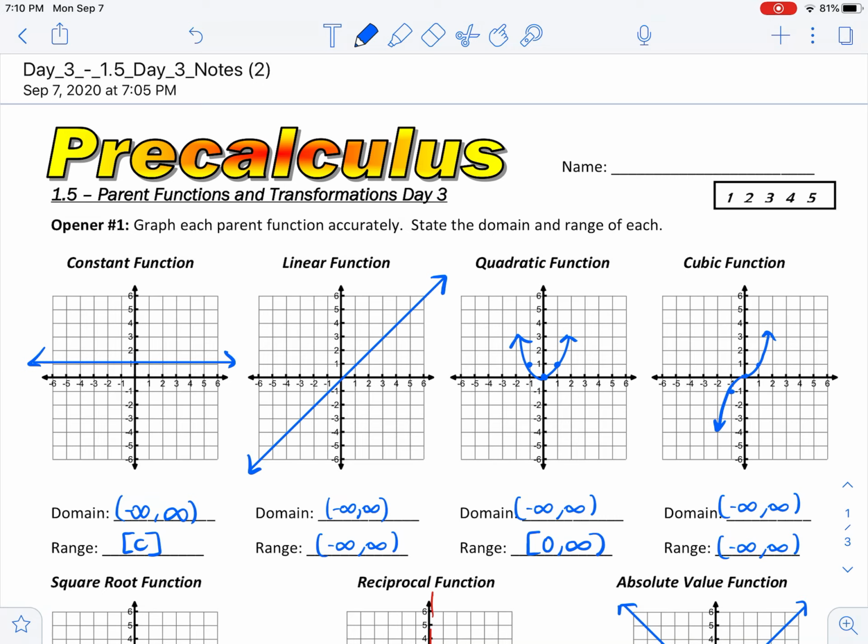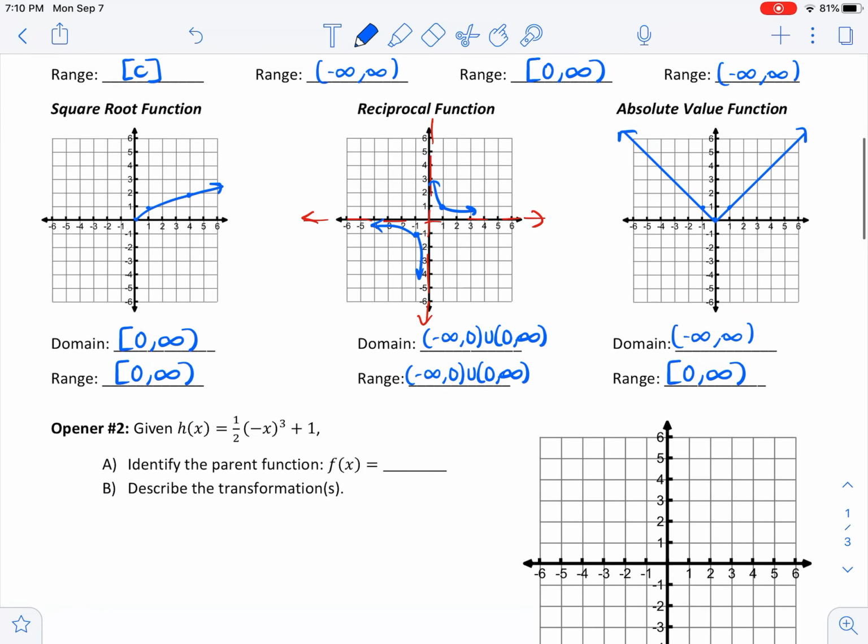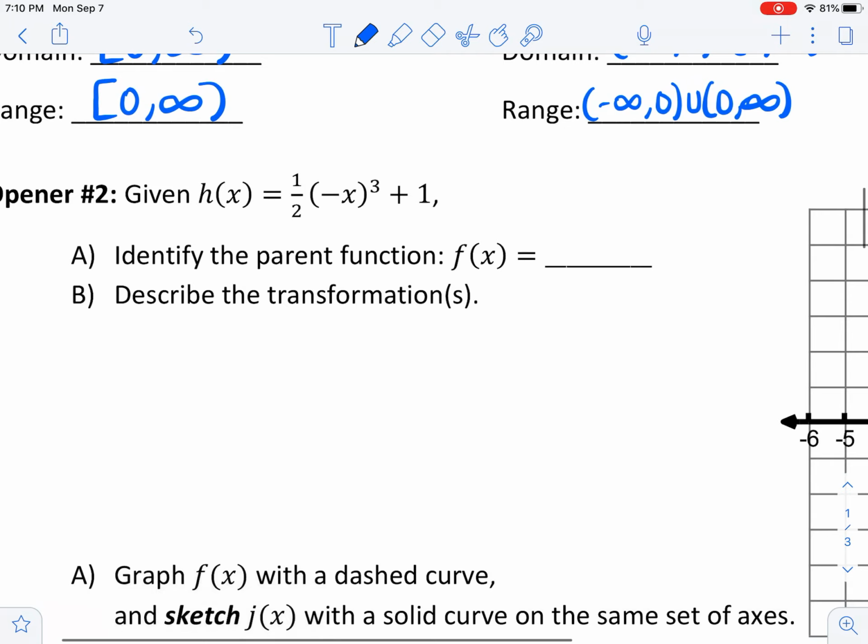Okay, so here is what your first 3 functions look like, and then their domains and ranges. Go ahead and check those. Make sure you're okay with them. And here's the last 3. Okay, so let's get started with this warm-up here. I'll walk you through it just in case you struggled with it.